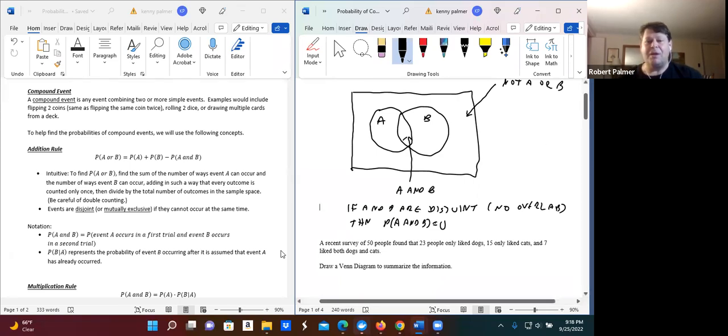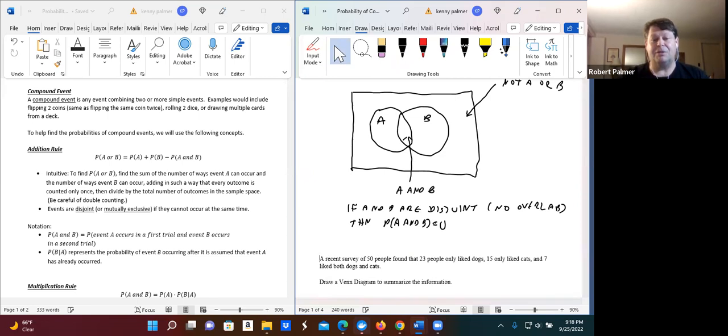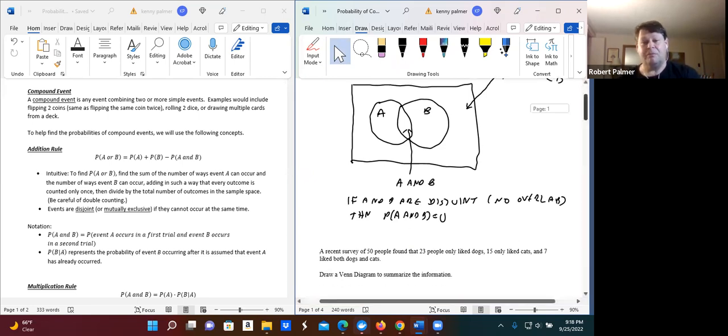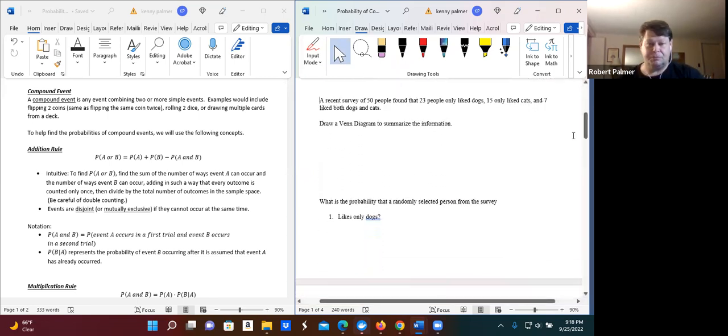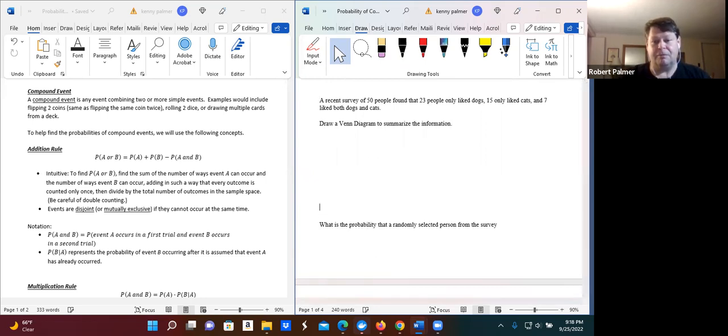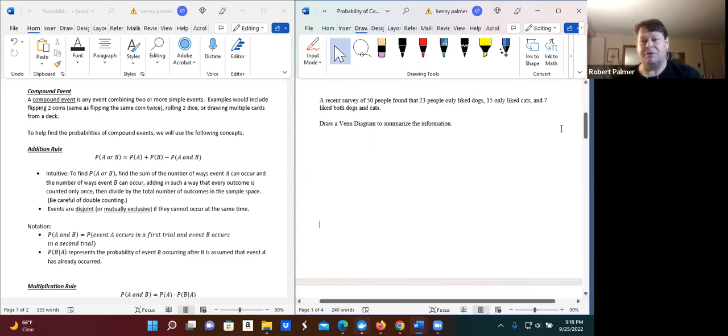Now, let's look at an example to help us with this. And we'll do an example that's very similar to the picture we just drew here, but actually put some numbers to it. Let's look at this below. In fact, I might move this down a bit further. So here's our example. Here's our situation.